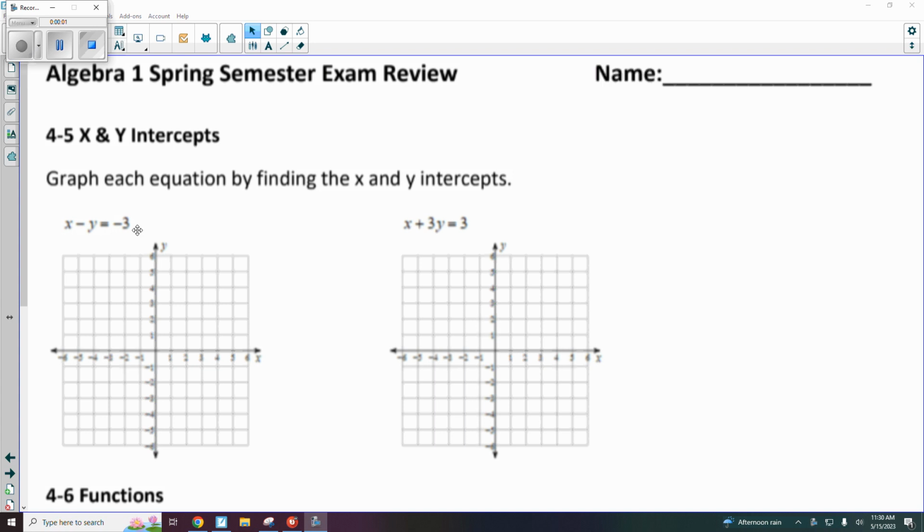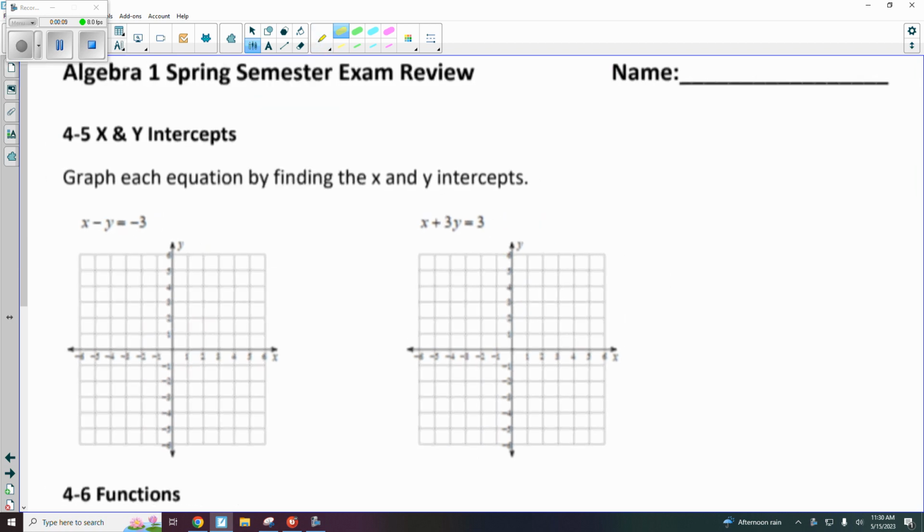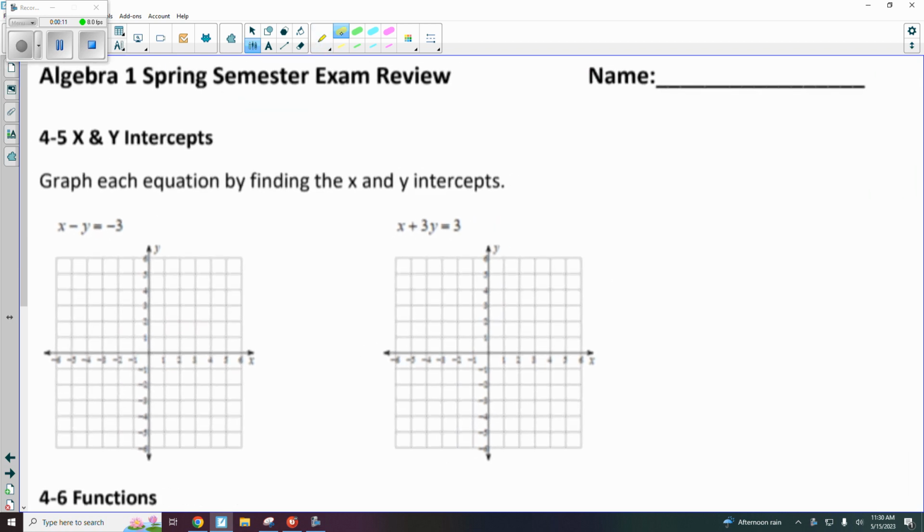So our semester exam review does start off with the x and y intercepts at 4-5. And if you've held on to your notes, you can just use your notes and they'll help you out as far as remembering how to do these. But for the x and y intercepts, we have to remember that if it's on the x-axis here, their y value is 0, and if it's on the y-axis, your x value is 0. So we find the x-intercept for when y is 0.